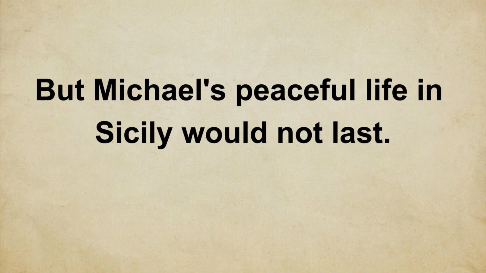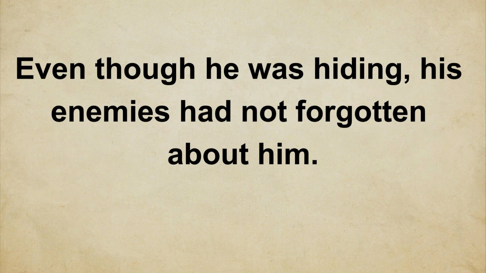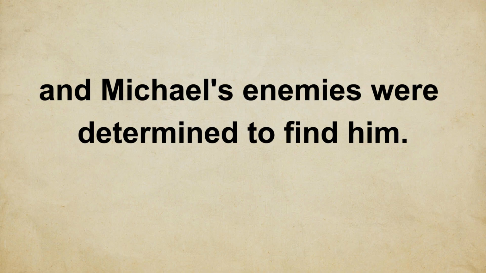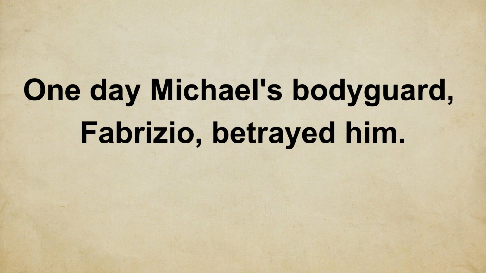The return of violence. But Michael's peaceful life in Sicily would not last. Even though he was hiding, his enemies had not forgotten about him. Back in New York, tensions were still high between the Corleone family and their rivals, and Michael's enemies were determined to find him. One day, Michael's bodyguard, Fabrizio, betrayed him.